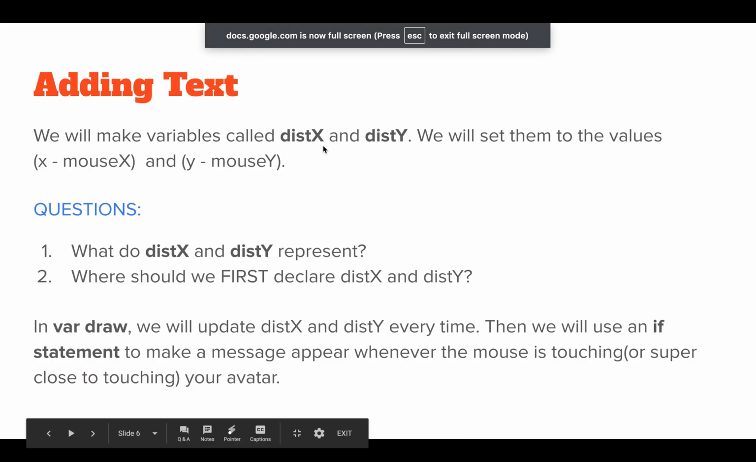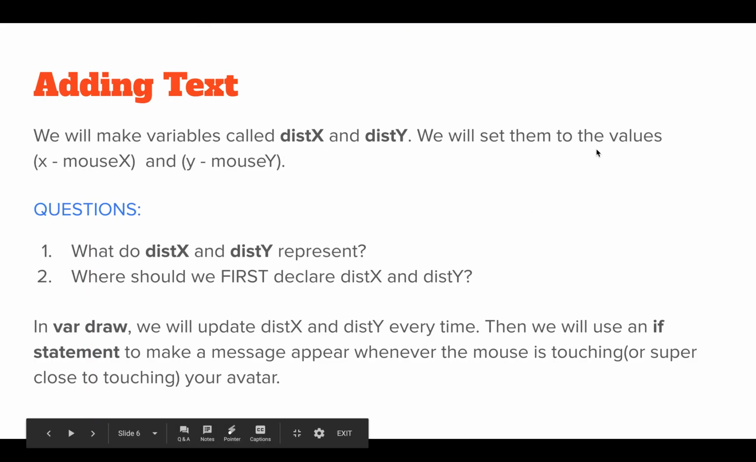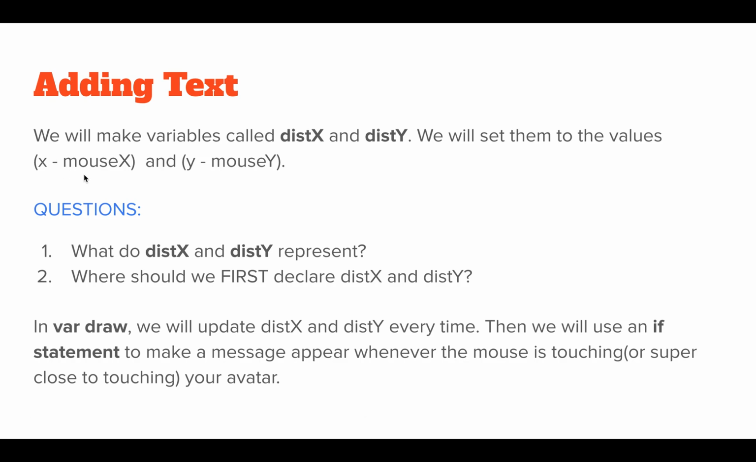And so in order to do this, we're going to make variables called distX and distY, where they're going to be set to the values that the distance that your cursor is to x or y, okay? And so distX and distY, I'm going to ask you some questions. What do distX and distY represent? And where should we first declare distX and distY?